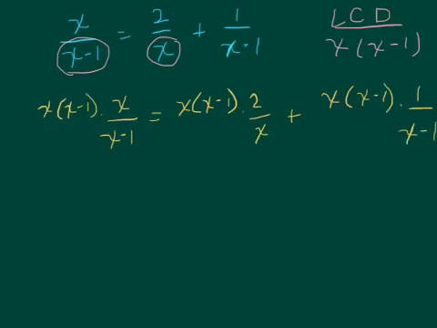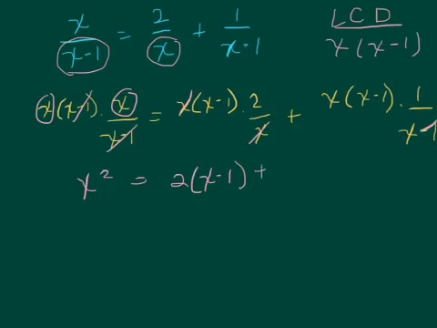It's not as nasty as it looks. Let's do some simplifying. I can divide x minus 1 by x minus 1, and that will leave me with x squared on this side. I can divide x by x, and that'll leave me with 2 times x minus 1, plus, again, dividing x minus 1 by x minus 1, and that'll leave me with x. So now let's multiply all this out.